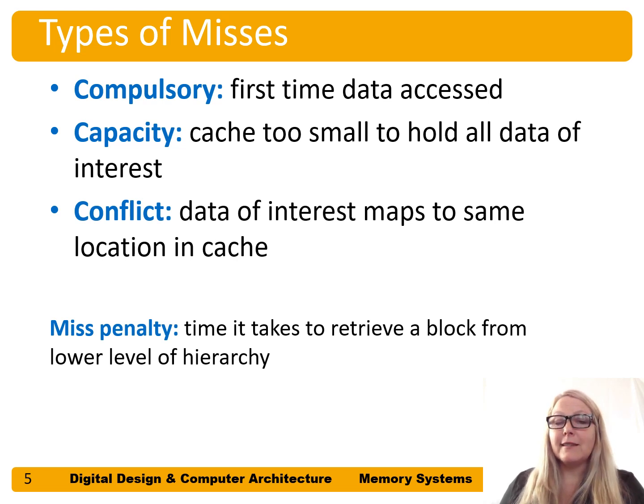Miss penalty is a new term, and it's the time it takes to retrieve a block from the lower level of the hierarchy. As our block size gets larger, it's typically going to take longer to pull that into that level of the hierarchy.